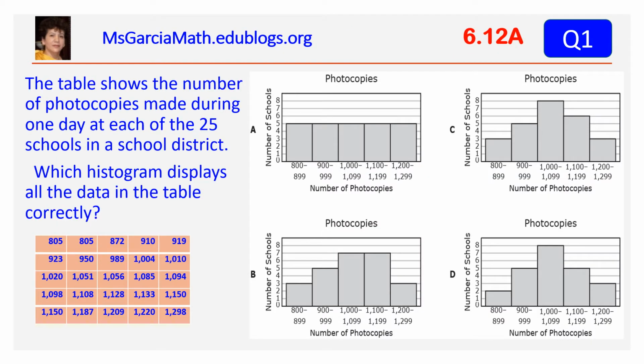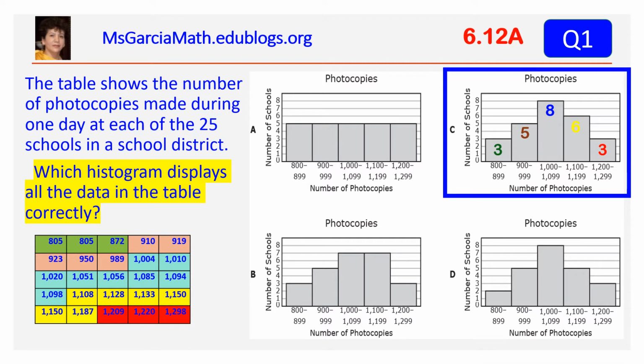The table shows the number of photocopies made during one day at each of the 25 schools in a school district. Which histogram displays all the data in the table correctly?